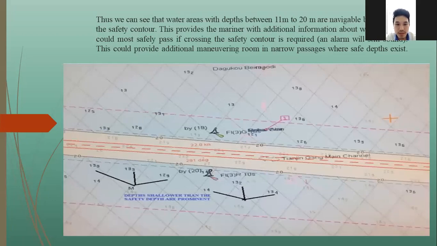Thus, we can see that water areas with depths between 11 meters and 20 meters are navigable but are below the safety contour. This provides the mariner with additional information about where the ship could most safely pass if crossing the safety contour is required. An alarm will still sound. This could provide additional maneuvering room in narrow passages where safe depth exists.